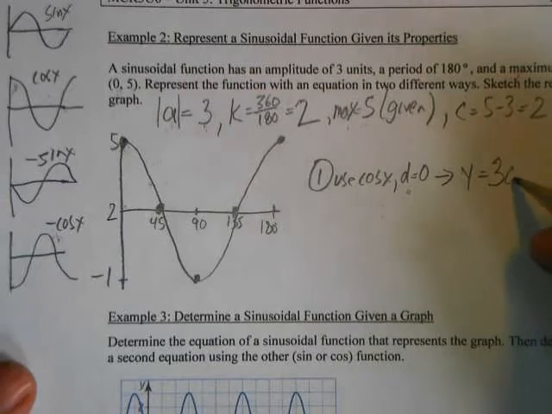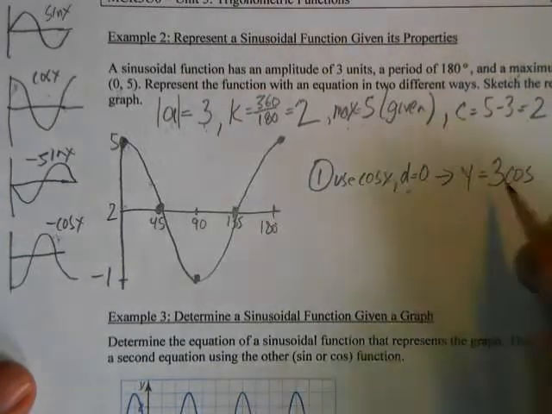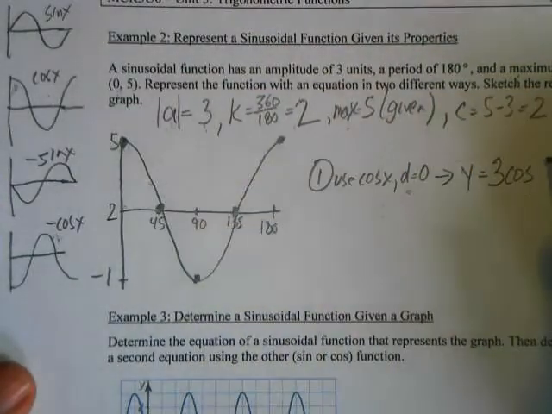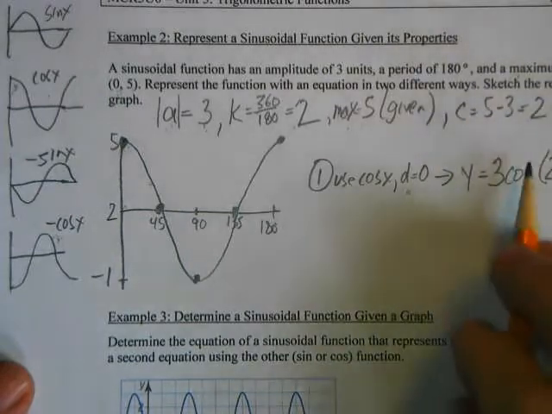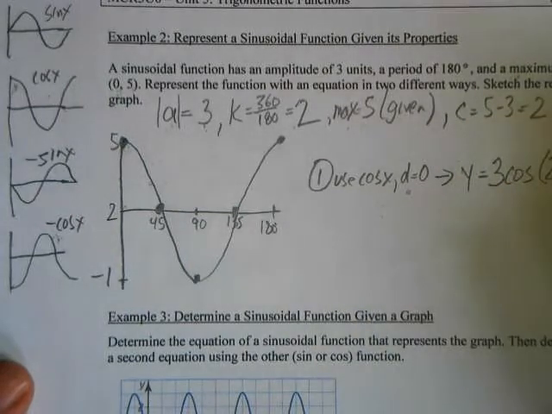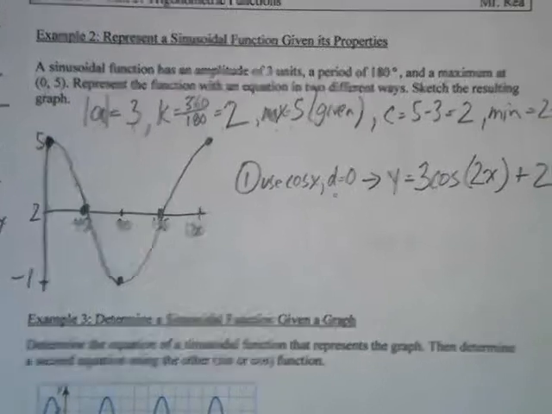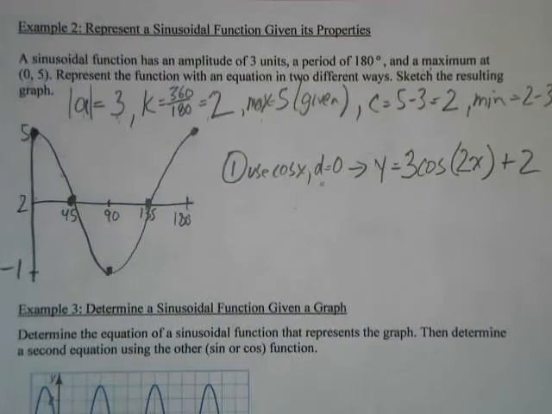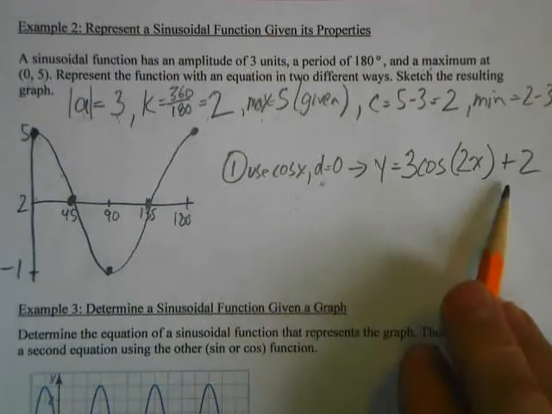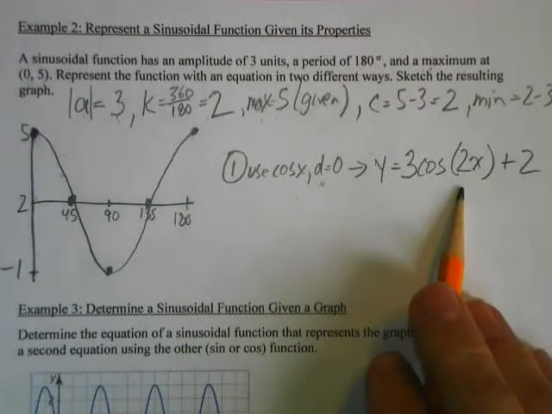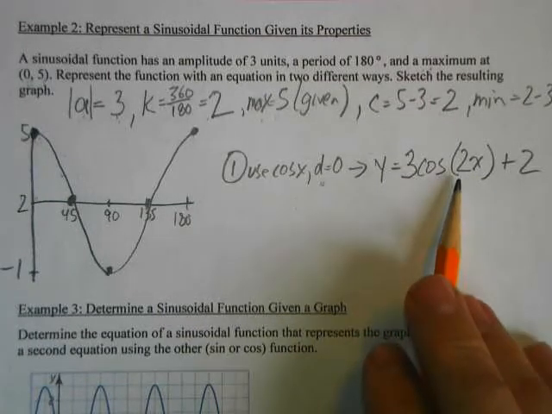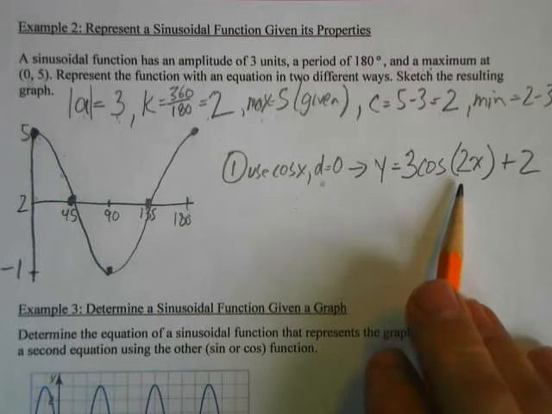And then I've got my cos function, which I've already said I would use. The k value is 2, no phase shift, so it's just 2x. And then the c value of 2 means I'm adding that. So there's my first equation, and this is the most obvious equation. This involves no phase shift at all, and if you can do that, that's ideal.